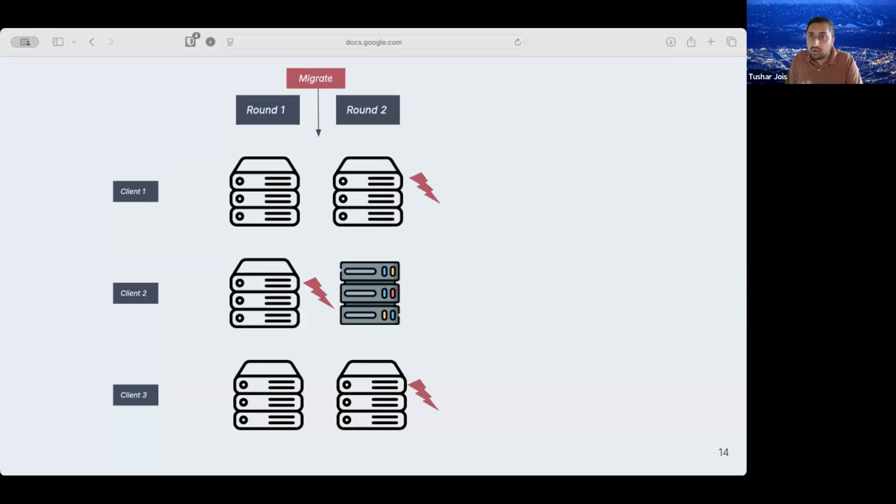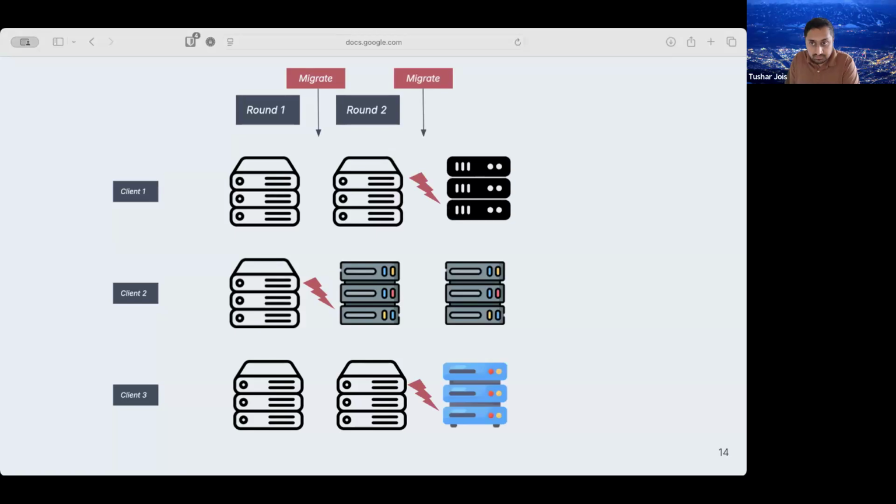So this can keep going. Let's say that while round 2 is happening, we receive a preemption notice for clients 1 and 3. Then we perform a migration to new instances, and then we can proceed with the next round. So this idea is intuitive. It's really just adding a layer of fault tolerance on top of the MPC protocol.